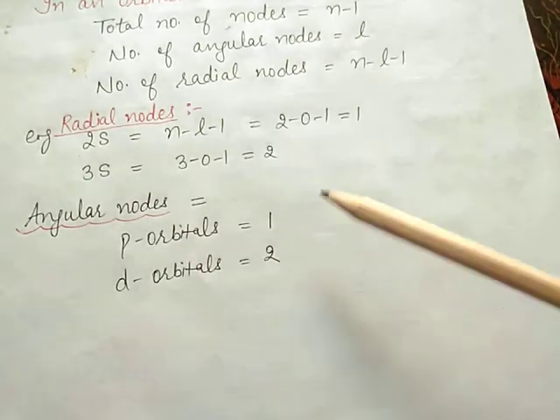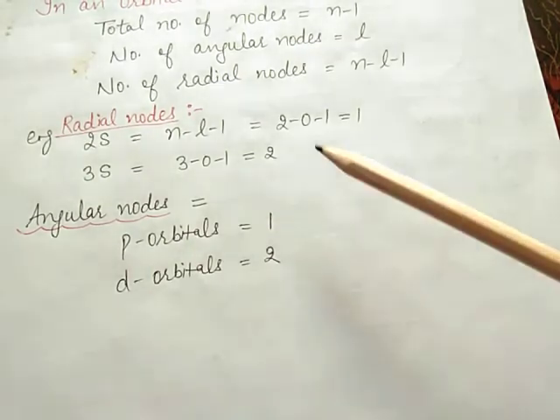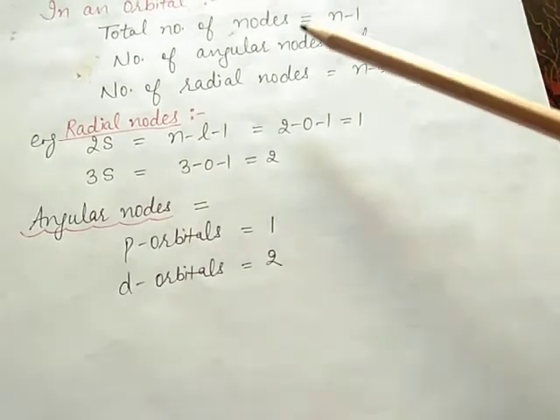So by the help of this formula, we can easily find out the radial nodes, angular nodes and total number of nodes.